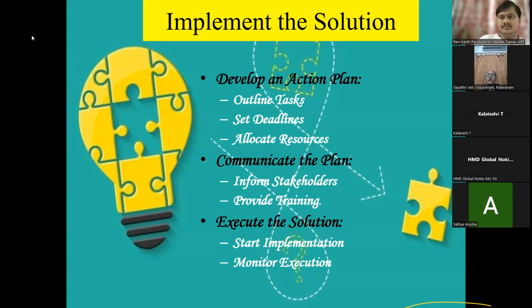And execute the solution. We need to begin carrying out the tasks as per the scheduled plan, and we need to keep track of the progress, whether the plan is executed as per the schedule, and if any problem arises, it must be addressed immediately. That is what monitoring the execution means. Am I clear?